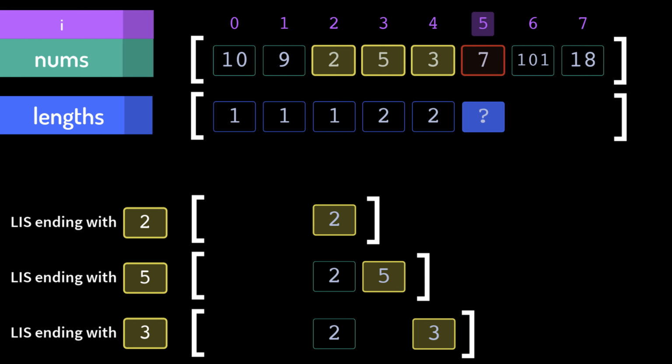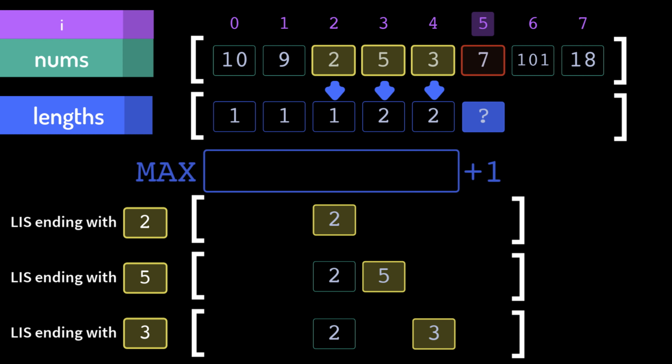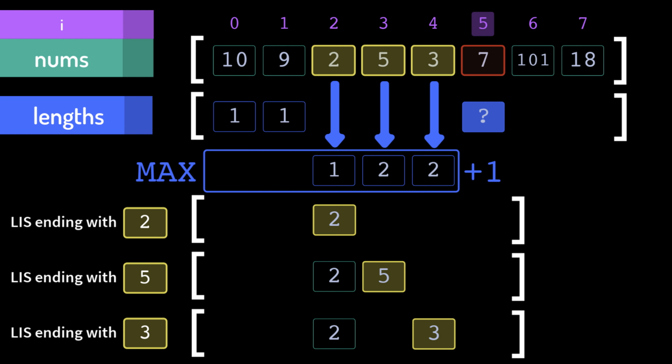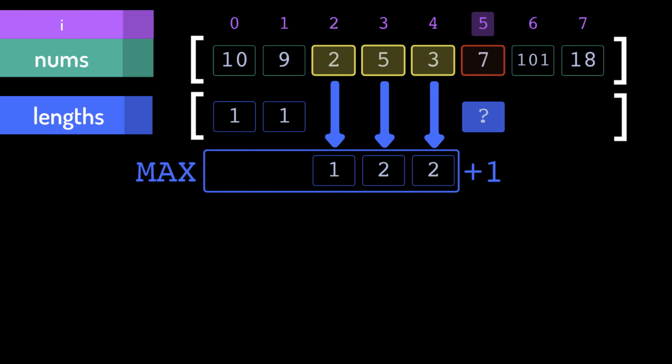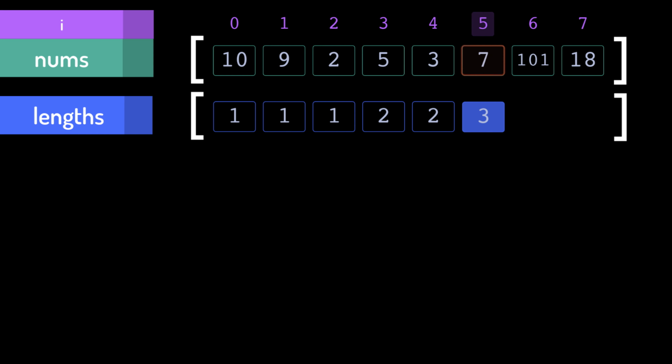And we also know that the longest increasing subsequence ending with 7 is an extended version of one of these subsequences. By extending a subsequence, we are just adding one more number to it. So the length of the longest increasing subsequence ending with 7 is found by adding 1 to the longest of these 3 lengths. In this case, the longest is 2, so we add 1 to find that the length of the longest increasing subsequence ending at index 5 is 3.